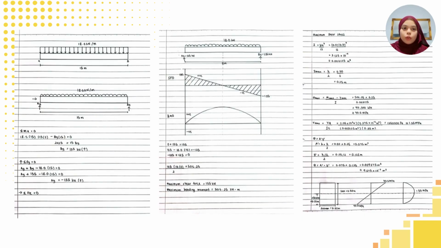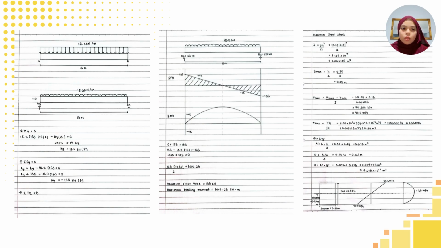This section continues with the structural response of the beam under the same UDL. From the equilibrium analysis, the reactions at both supports are 135 kilonewton, which are then used to construct the shear force and bending moment diagrams.